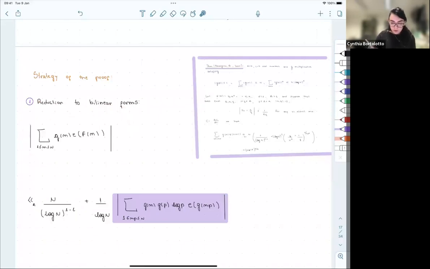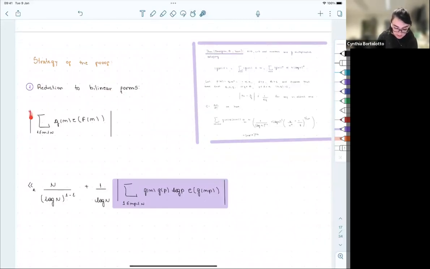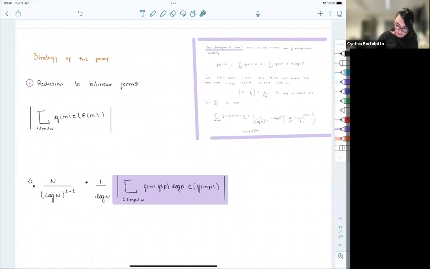Here we use Hölder and a Möbius transform to get this inequality. So we have that the sum is less than n, log n to 1 minus epsilon, plus 1 over log n times this sum here, where we are summing over all integers n and all primes p such that n times p is less than N. And we are summing our multiplicative function g(n) times g(p), with a log p here, and then we have our oscillating factor e to the g(n times p).